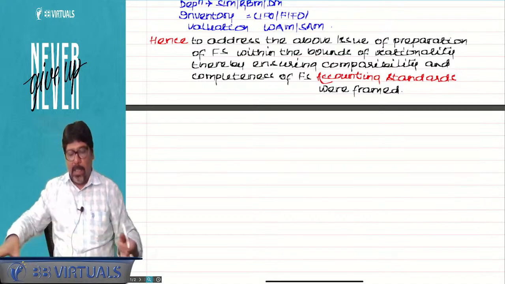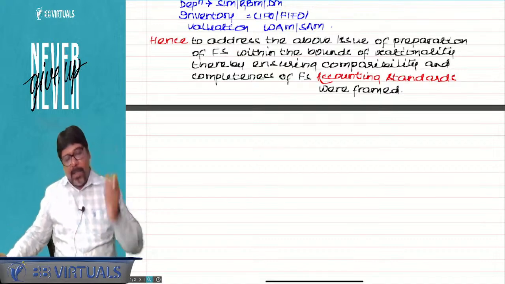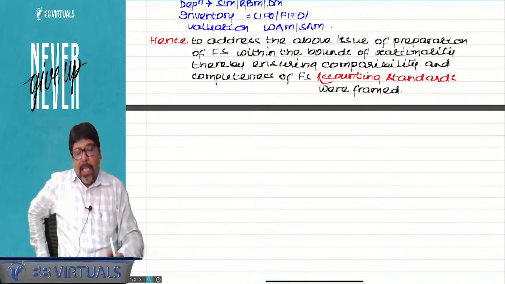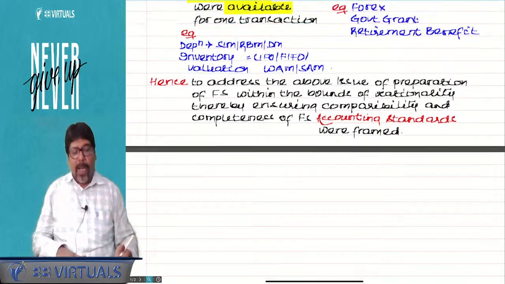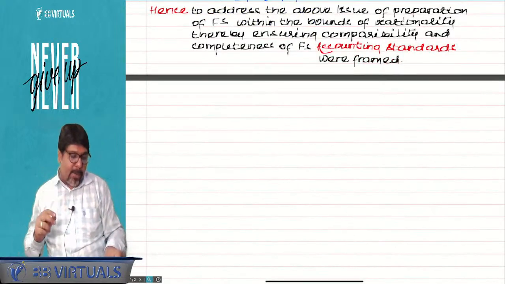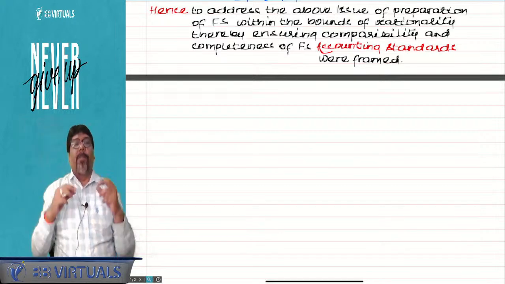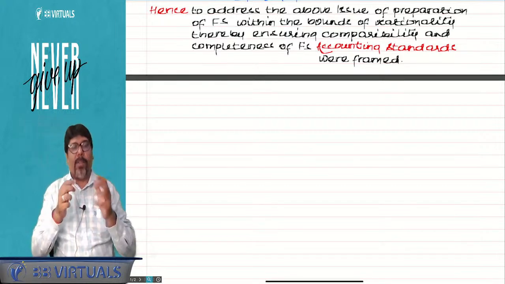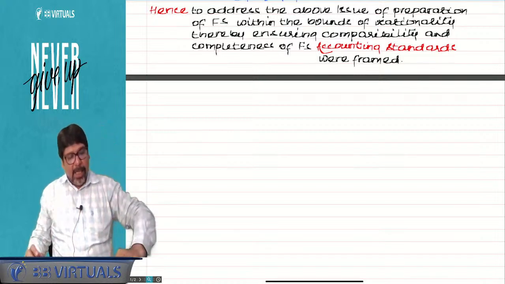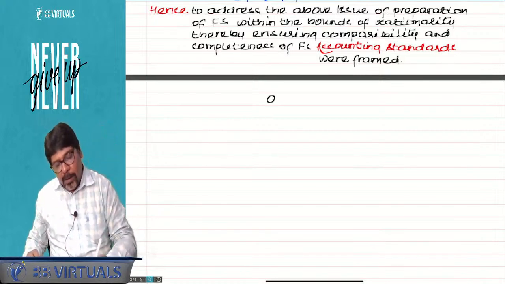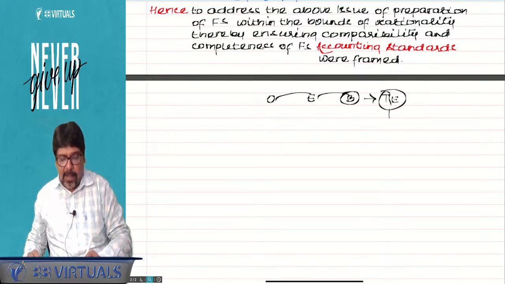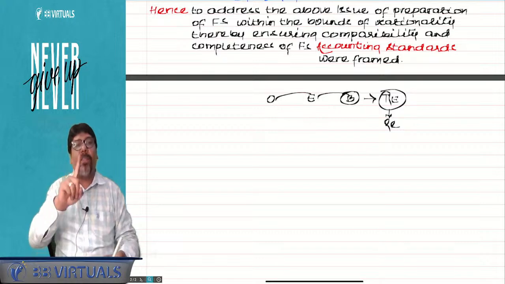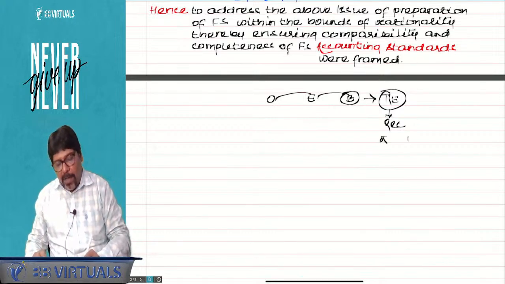Now listen. To address the above, preparation of financial statements within the bounds of rationality, thereby ensuring comparability and completeness of financial statements, accounting standards were framed. So, why accounting standards? We started with a very slow process: we do business for earning profit. Who does business? An entity. There is an owner which has an entity which does business. Business does a lot of transactions and events. These transactions and events are recorded for the purpose of finding out profit and financial position.